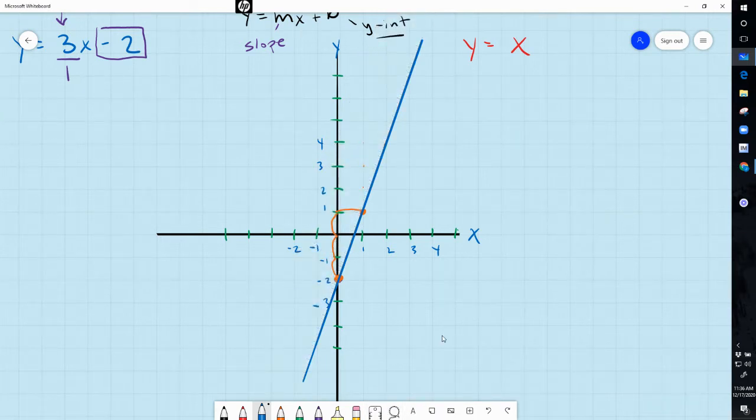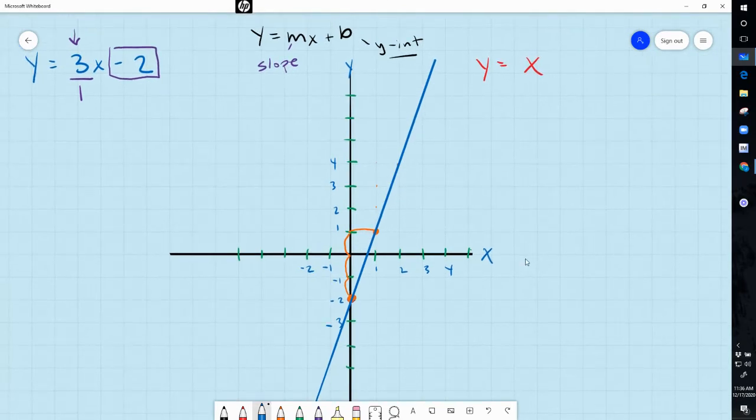Okay. If you don't know how to graph a line using the slope-intercept form, I would definitely look online. How do I graph a line using slope-intercept form? All right, the other graph is y equals x. So you're going to graph that one too. I'm not going to do it for you, but you need a slope and a y-intercept.